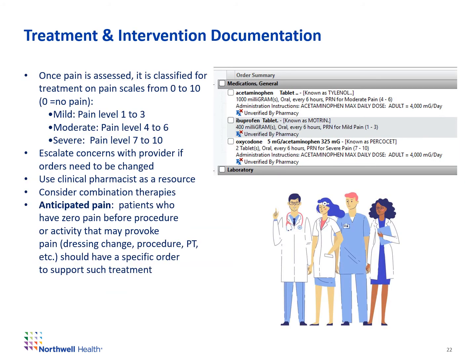Once pain is assessed, it is classified for treatment on pain scales from 0 to 10, 0 meaning no pain, mild, pain level 1 to 3, moderate, pain level 4 to 6, severe, pain level 7 to 10. All interventions must match the orders for the corresponding pain level. Escalate any concerns with the provider if orders need to be changed, and remember to utilize your clinical pharmacist as a resource if you have any questions. Also consider combination therapies as a means of better control.